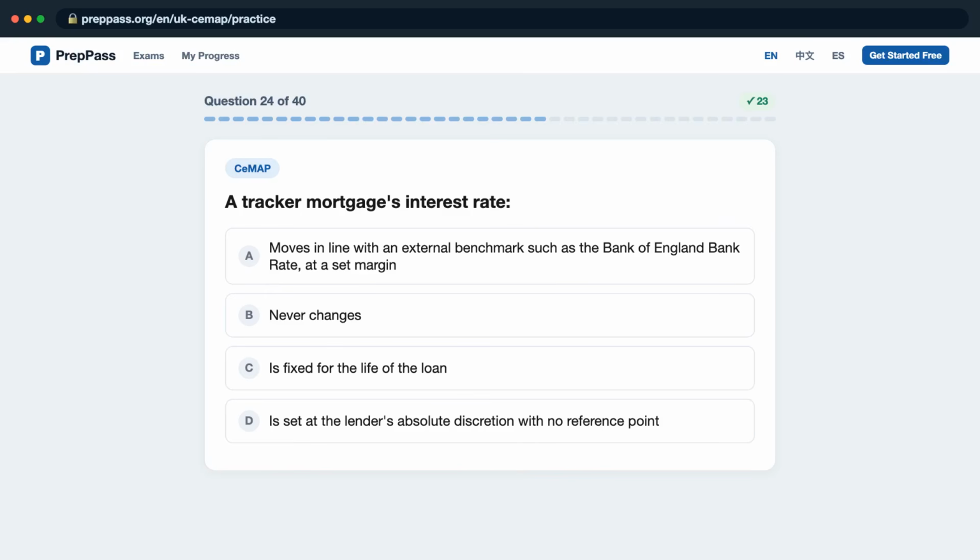Question 24. A tracker mortgage's interest rate, is it A, moves in line with an external benchmark such as the Bank of England bank rate, at a set margin? B, never changes? C, is fixed for the life of the loan? D, is set at the lender's absolute discretion with no reference point?